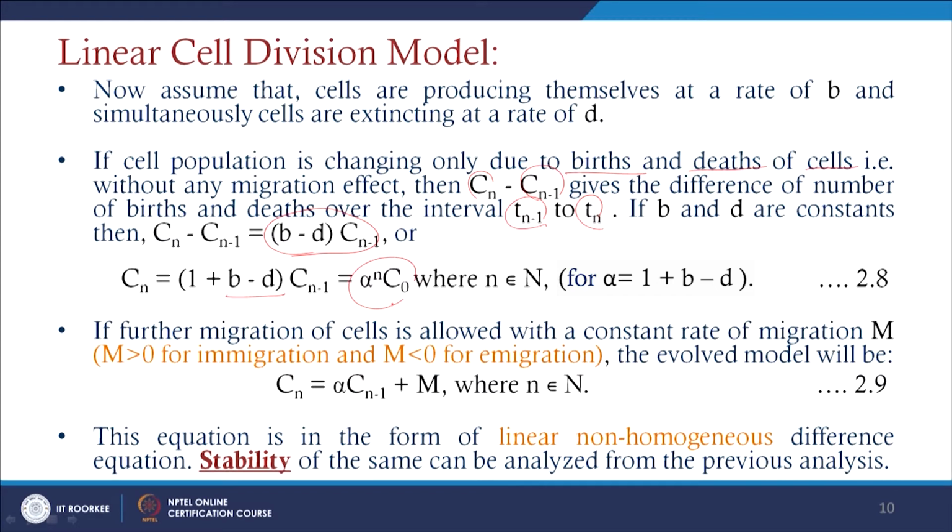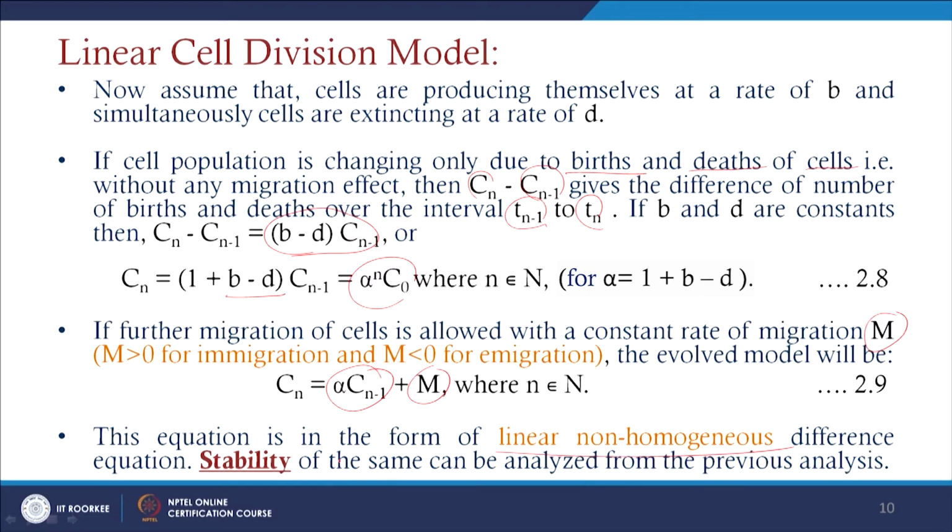If further migration of cells is allowed with a constant rate of migration, say m, we consider m greater than 0 for immigration and m less than 0 for emigration. Then the evolved model will be C_n equals alpha C_(n-1) plus m, where n belongs to the natural numbers. This equation is in the form of a linear non-homogeneous difference equation, and its stability can be analyzed from the previous analysis.